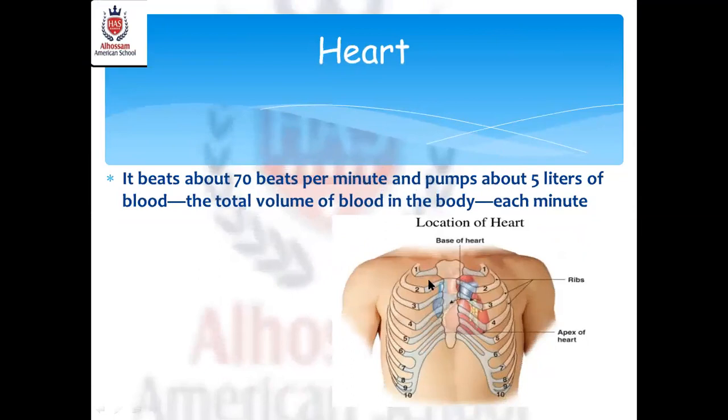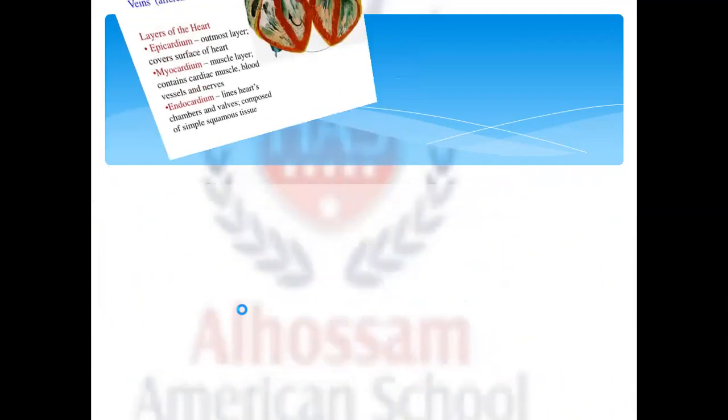If we look at how the heart is settled inside your chest, you will find that it's between the first and the fifth rib, and it's slightly shifted to the left. It beats 70 beats per minute, and it pumps about 5 liters of blood in each minute. And this is also very interesting about the ability of the heart to work. There is a very important point I want you to talk about.